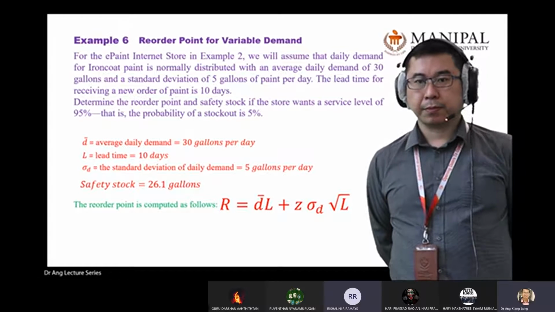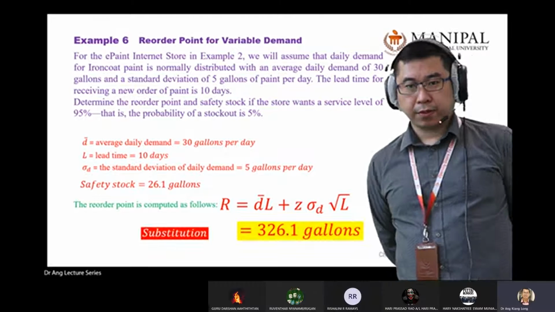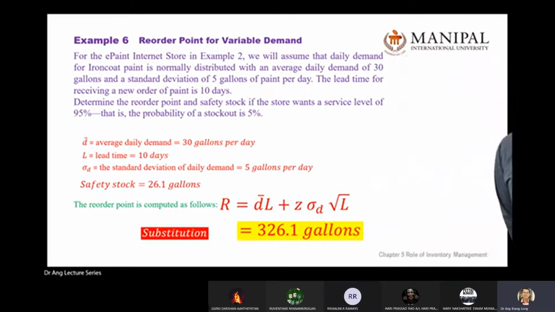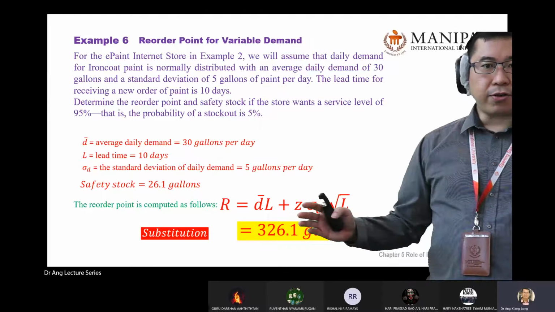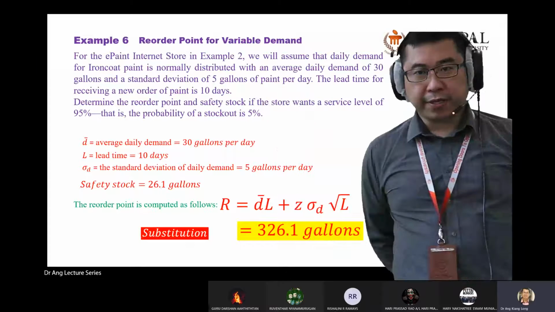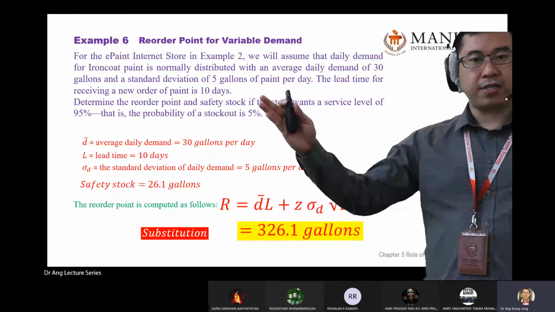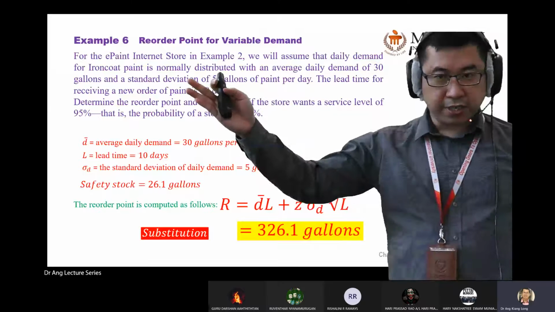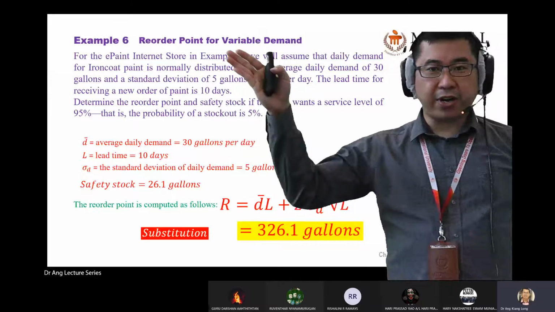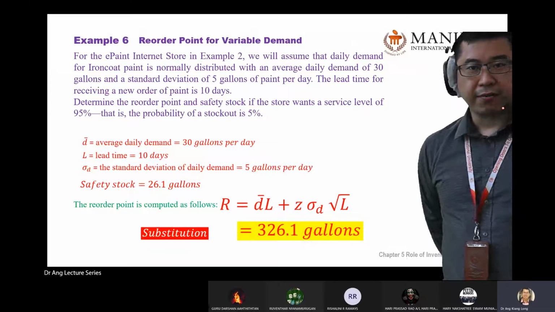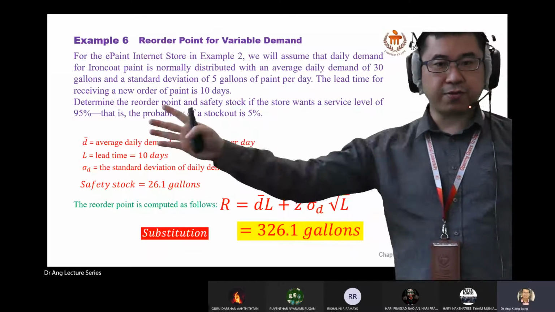300 plus 26.1, so 326.1. 326.1 gallons. All right, good. Okay, so this is how you solve and apply it for variable demand. If you see in a question that standard deviation is given, it falls directly under variable demand. Very direct, and it even gives you a service level of how many percent.